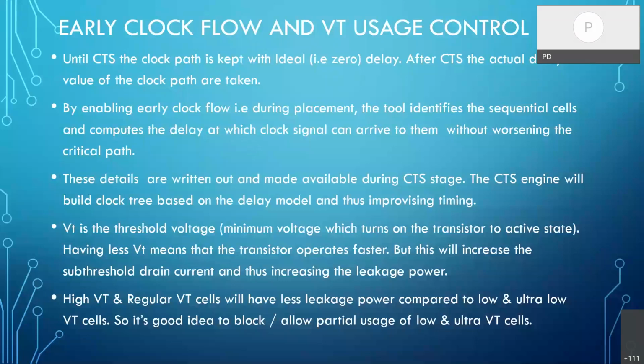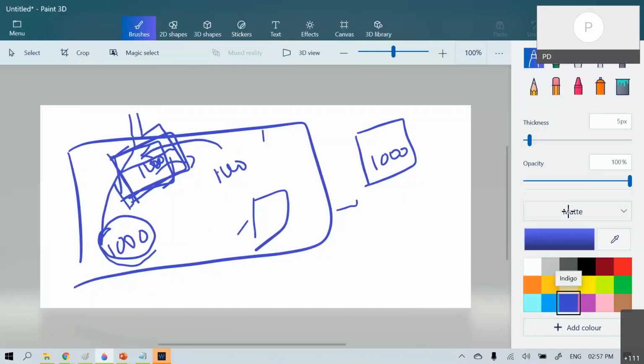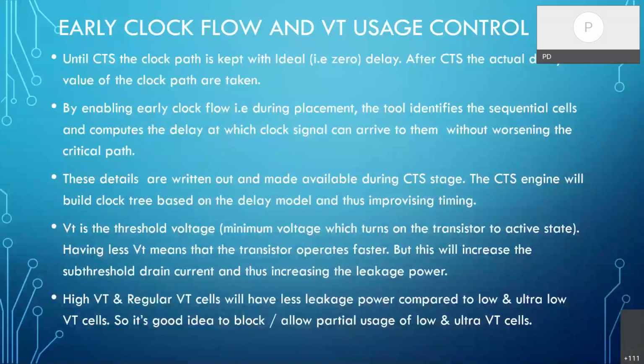But if we enable this early clock flow, the tool will identify at what time the clock has to come to meet this path. Like that, the tool will calculate, and it will write out this delay and constraint to a file. Then when the CTS stage comes, it will instruct the CTS engine, okay, you build the clock tree like this, then it will be helpful.